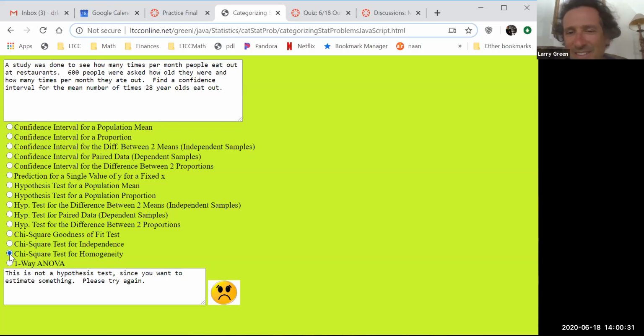Any ideas? It's in here. Okay, this is a prediction for a single value of y for a fixed x. That's regression analysis. Because we're told that the person's 28 years old, and then want to estimate using the regression line. And that's the right one.